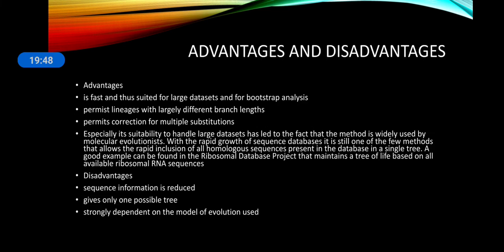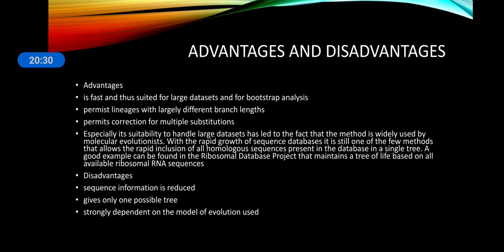Now we will discuss the advantages and disadvantages of the neighbor joining method. Advantages are it is very fast and it is suited for large data sets and for bootstrap analysis, and this will permit lineages with largely different branch lengths, and it will also permit corrections for multiple substitutions. And it is also suitable to handle a large data set, which has led to the fact that the method is widely used in molecular evolution. And with the rapid growth of sequence databases, it is still one of the few methods that allow the rapid inclusion of all homologous sequences present in the database in a single tree.